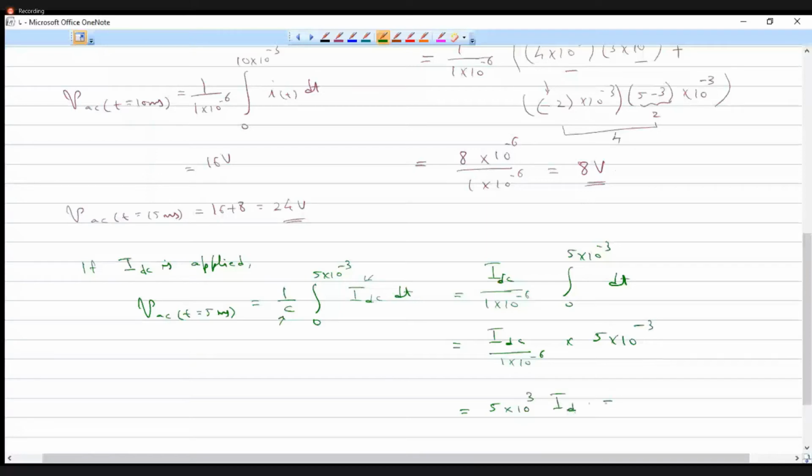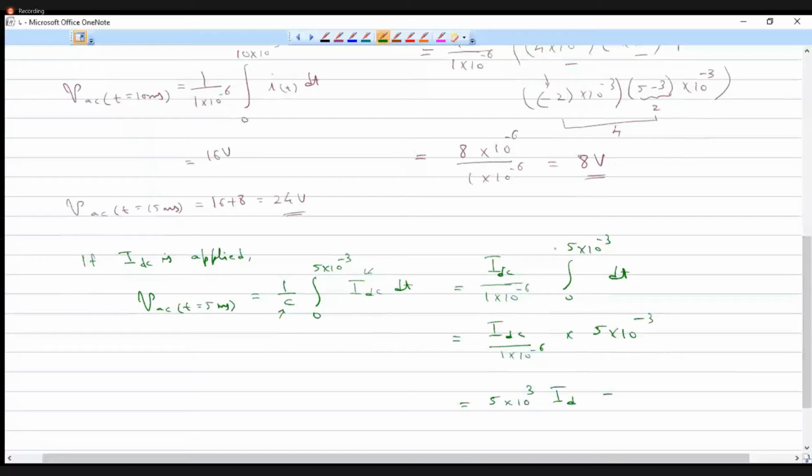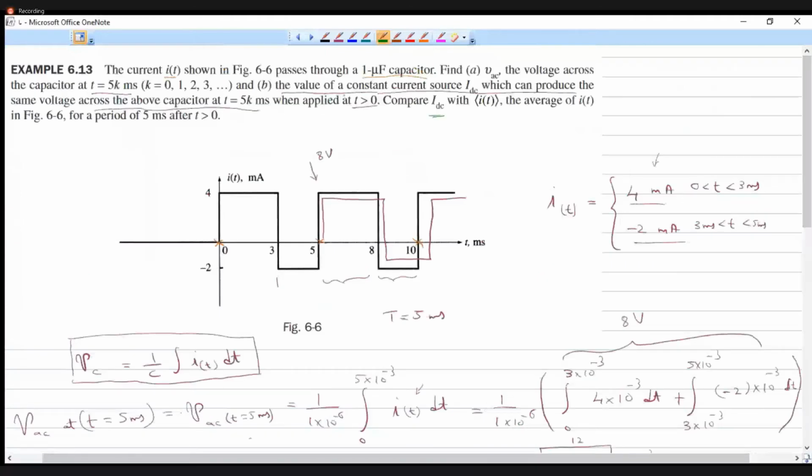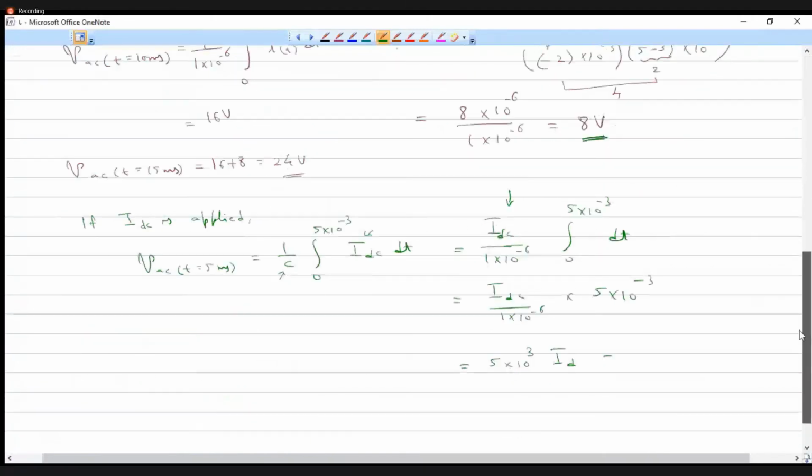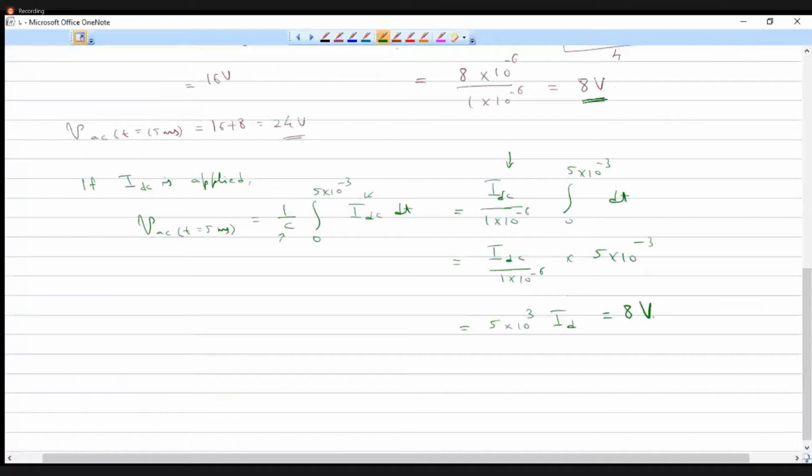Now the voltage at 5 millisecond, when this IDC is applied, should be the same as the previous case. That is what is mentioned in the question: the value of a constant current IDC which can produce the same voltage across the capacitor at t equal to 5k millisecond. So it should be equated to the voltage of the previous case, which is 8 volt. So this is equal to 8 volt, and we should find what is IDC.